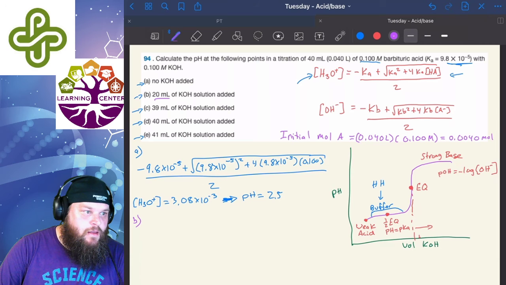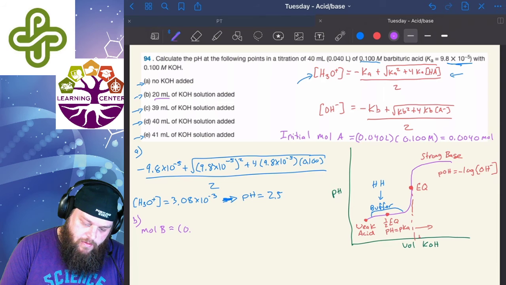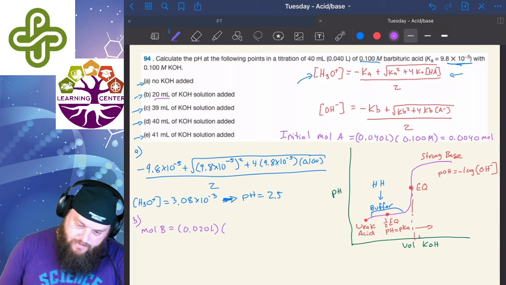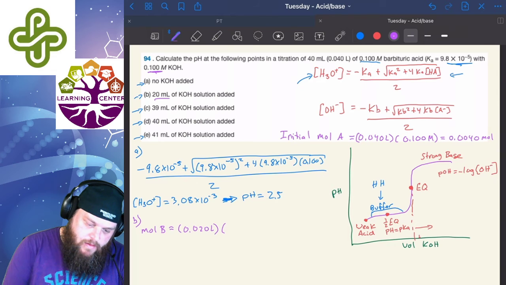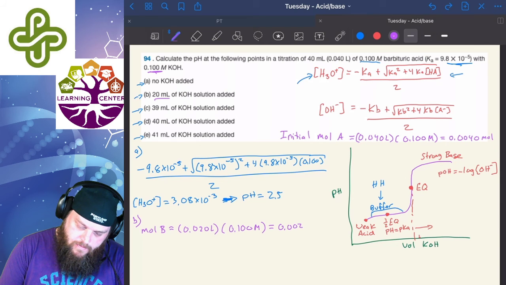So for part B, we take that initial mole, we have that there, and we want to find also now the mole of the base that's been added and created. This is the mole of the conjugate base, which is equal to the volume of OH added in liters times the concentration of the OH. So in this case, it's 0.100, same concentration as the acid. So here we're going to end up with 0.002 moles.